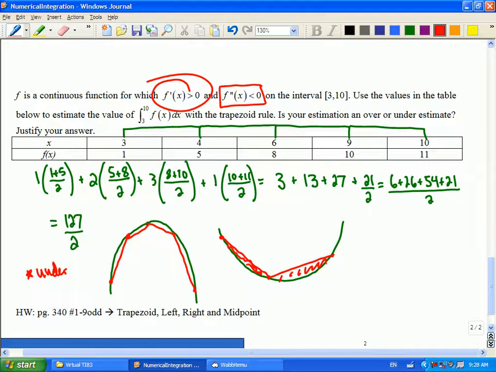So it's under because F is concave up. You mean concave down. Sorry, down. Thank you.